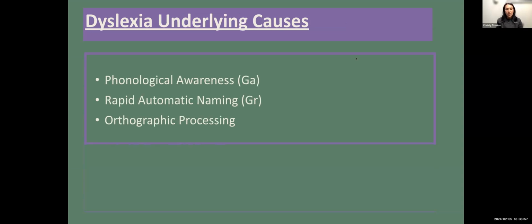On our next slide, you're still going to have the same in Spanish, the dyslexia underlying causes: phonological awareness, which is your auditory processing, the rapid naming abilities, and your orthographic processing. Another thing that I didn't include here is that, as with bilingual testing, you're also going to have a lower score in your reading fluency. So that's just another underlying cause.